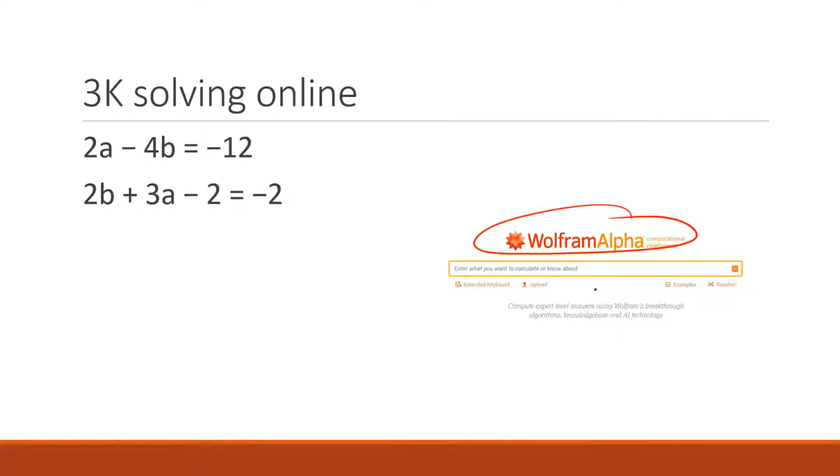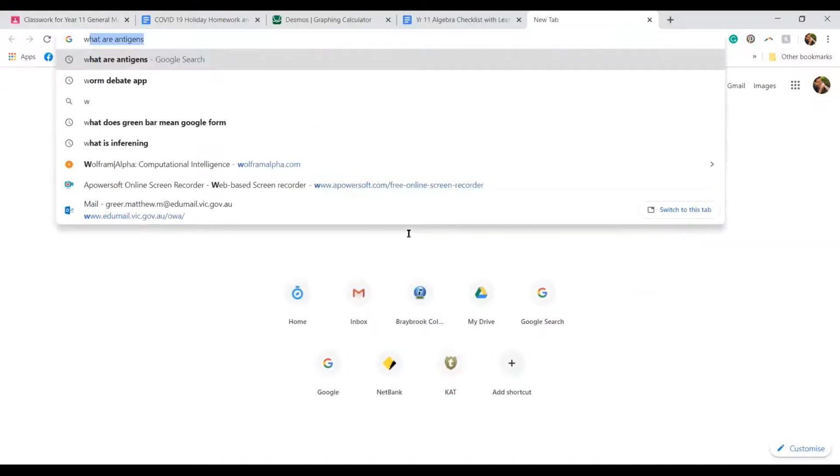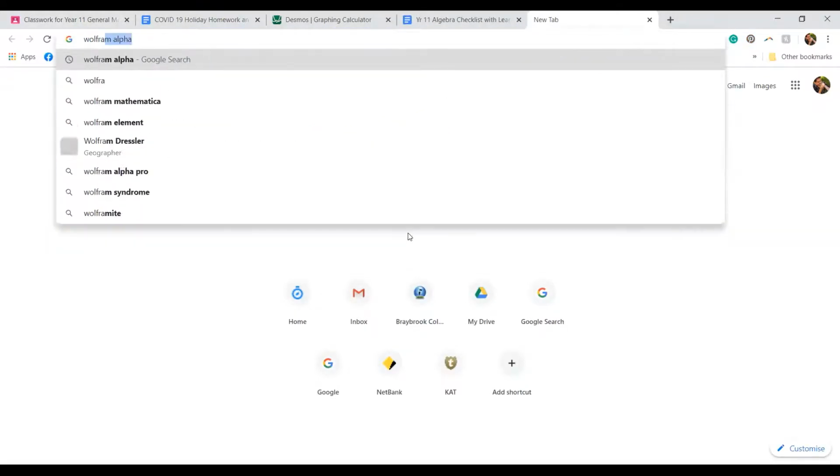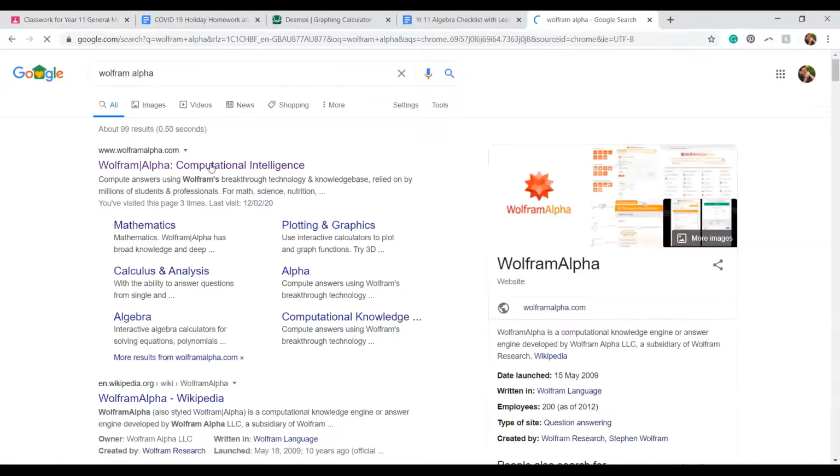So Wolfram Alpha is a website that solves a lot of math problems. It's a little bit like Siri, or Google Assistant if they were math nerds, because you can type anything into it. Let me show you. I'm going to open up Wolfram Alpha. Actually, I might search it up properly. So if I type in Wolfram Alpha, it comes up.